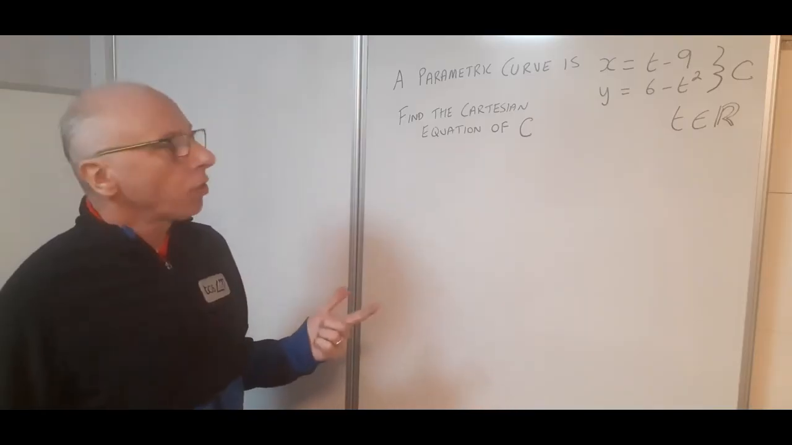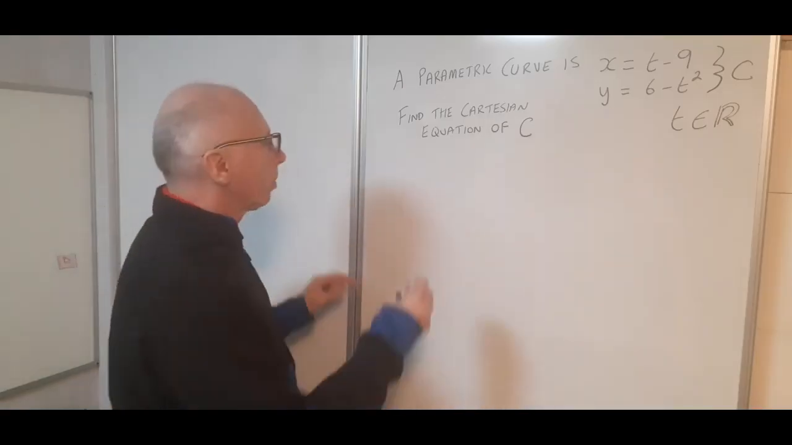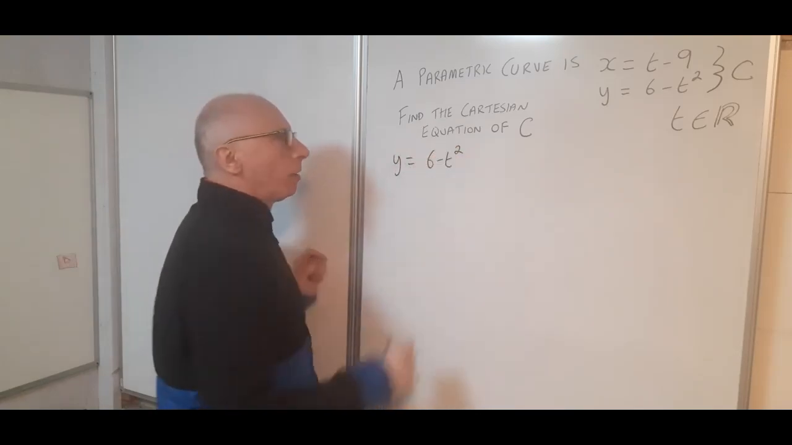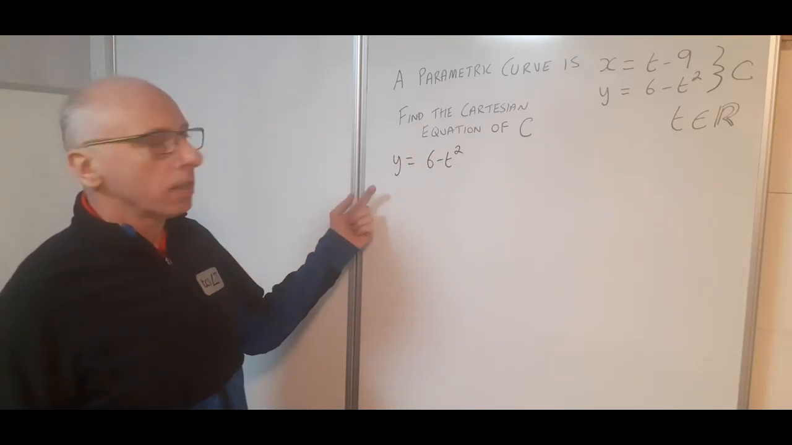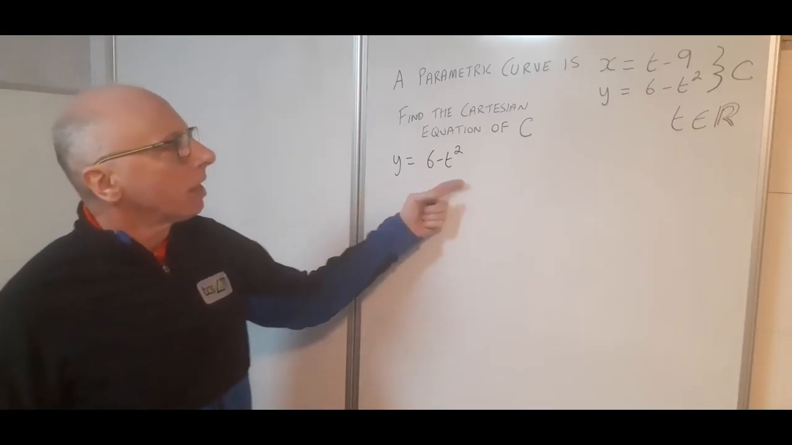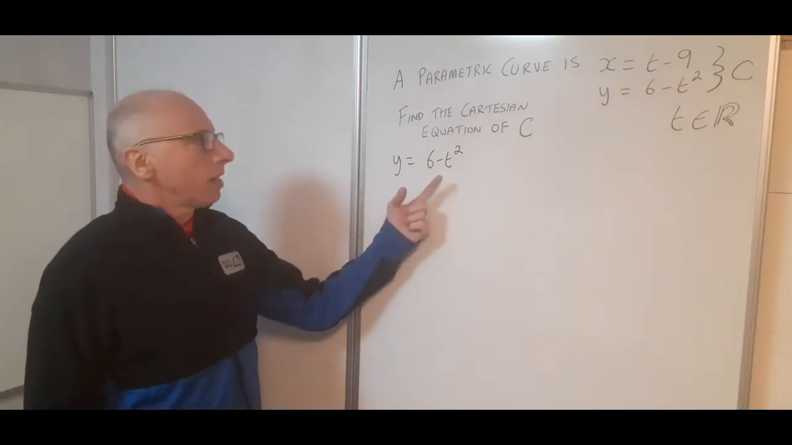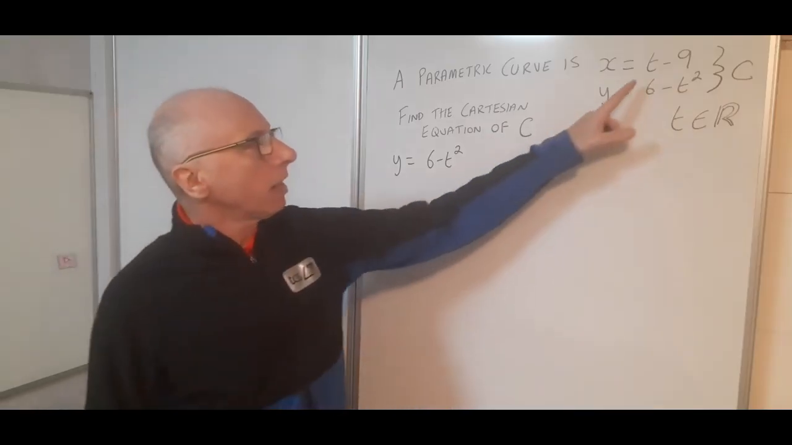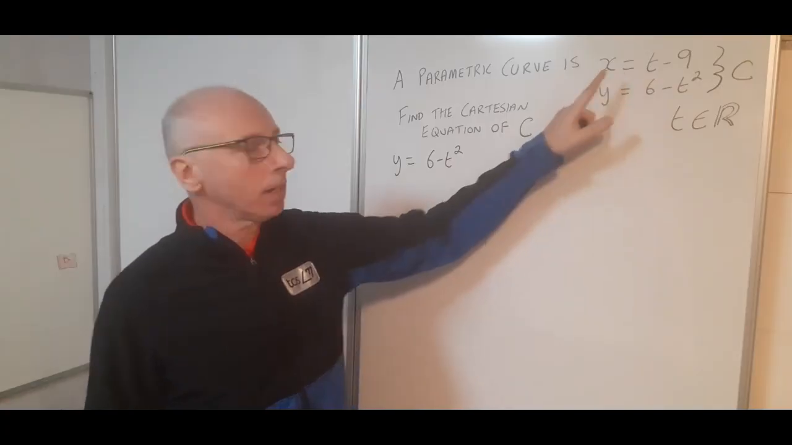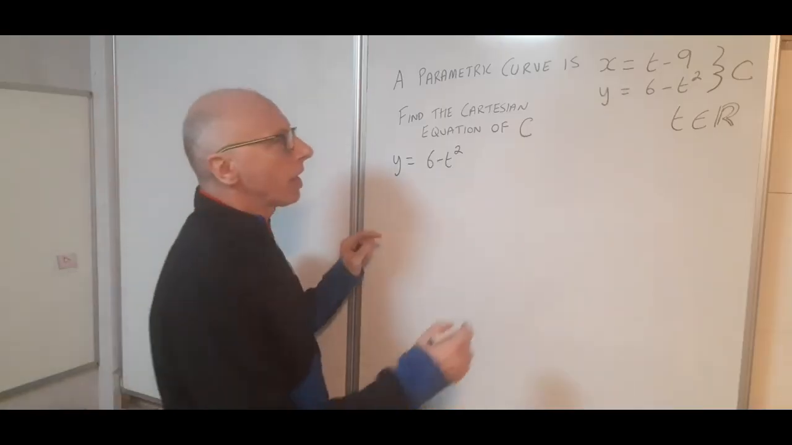So what we're going to do is try to get a formula in terms of y equals, and we've got here 6 minus t squared. But what we want is y equals some function of x. So here, this is our x, it's t minus 9. So first we're going to isolate t from this equation for x, and then plug it into here, and then we'll see what we get.